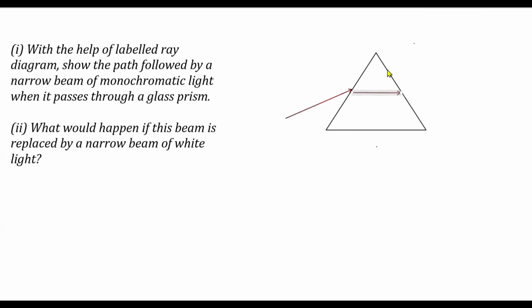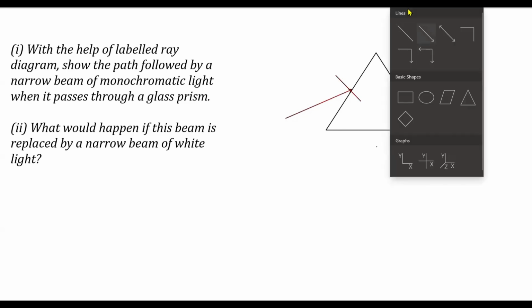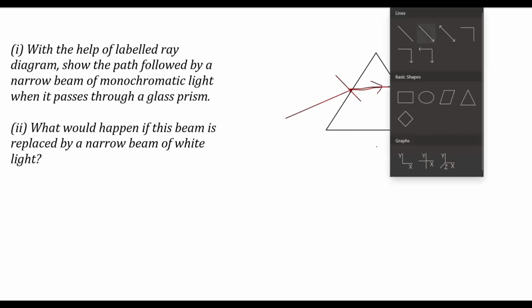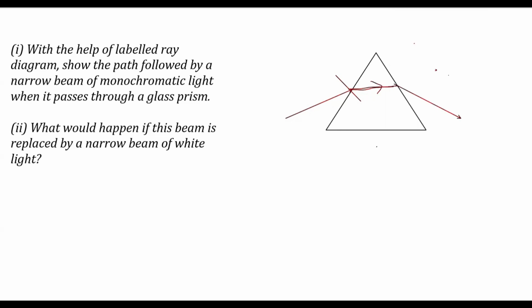It should bend towards the normal. Well, it is necessary to make the normal first. I'll make the normal over here. This is the normal in this case, and the ray of light will bend towards the normal. So it will be something like this. And then it will emerge out of the glass prism, bending away from the normal. And the normal once again will be at the interface of these two.